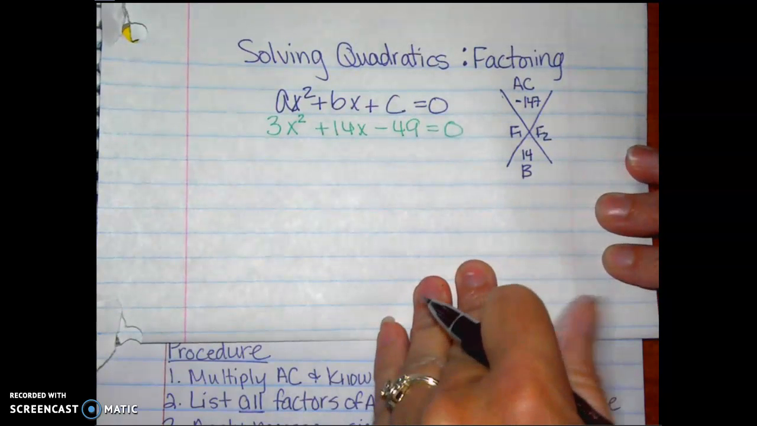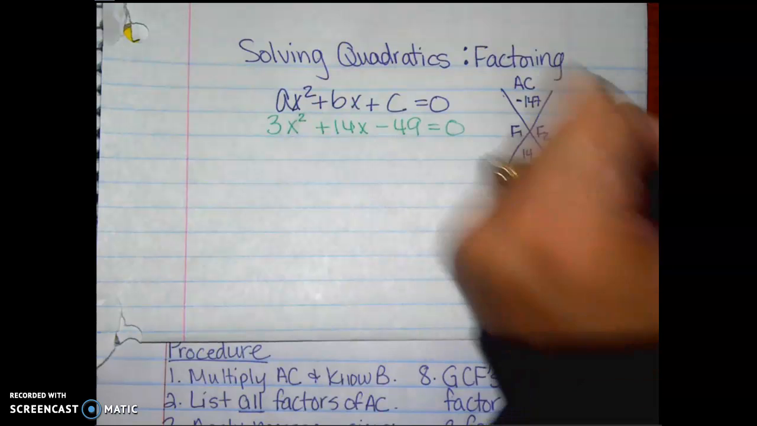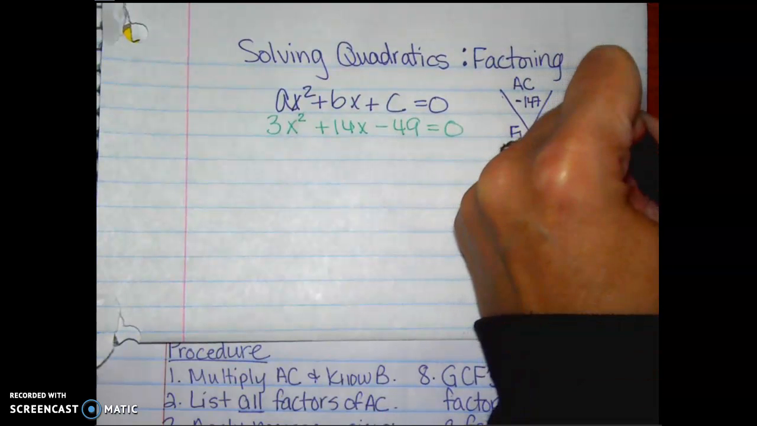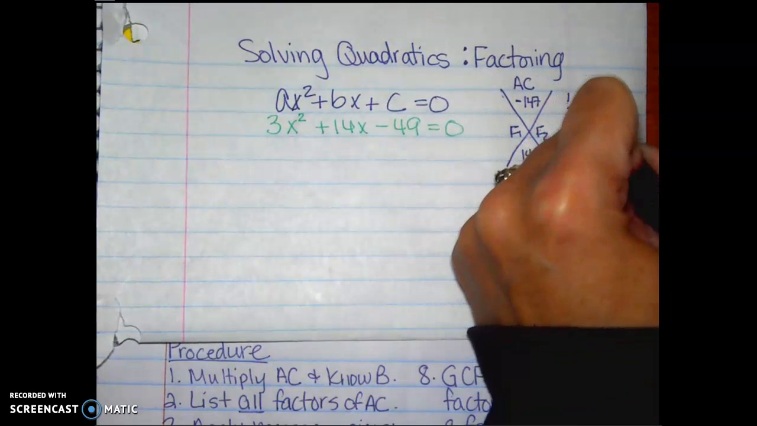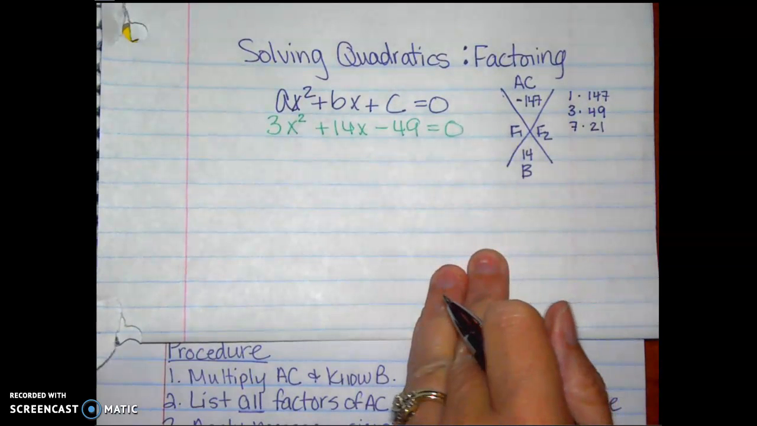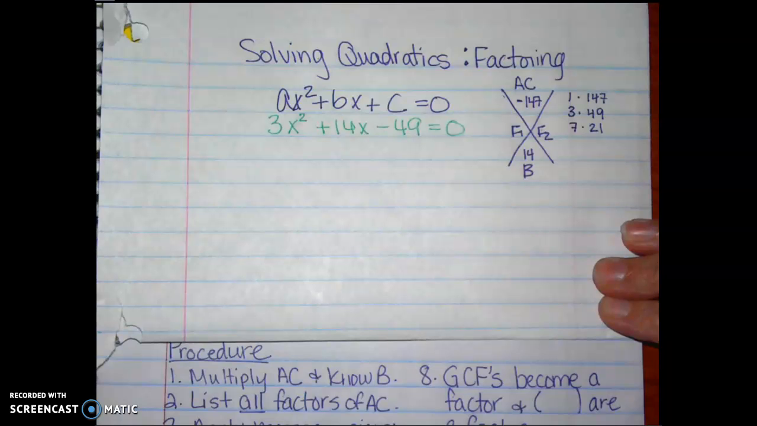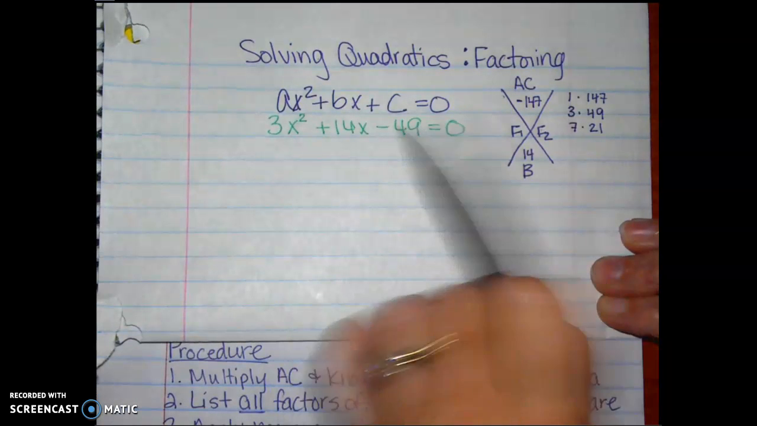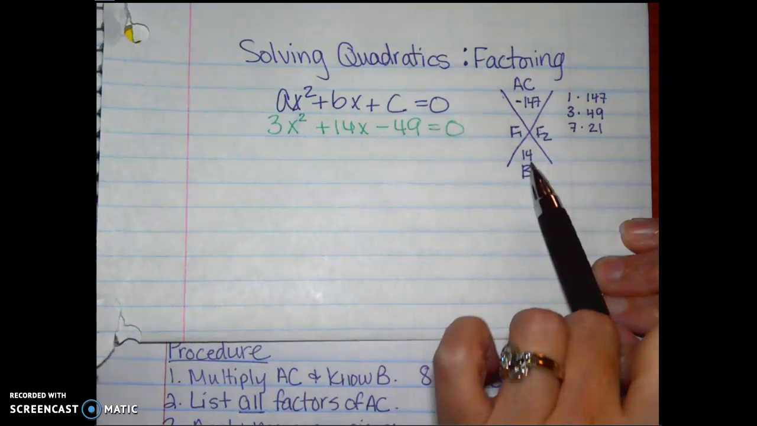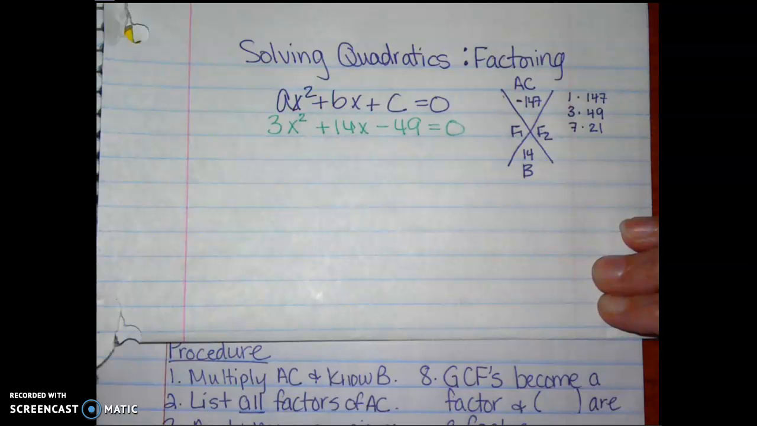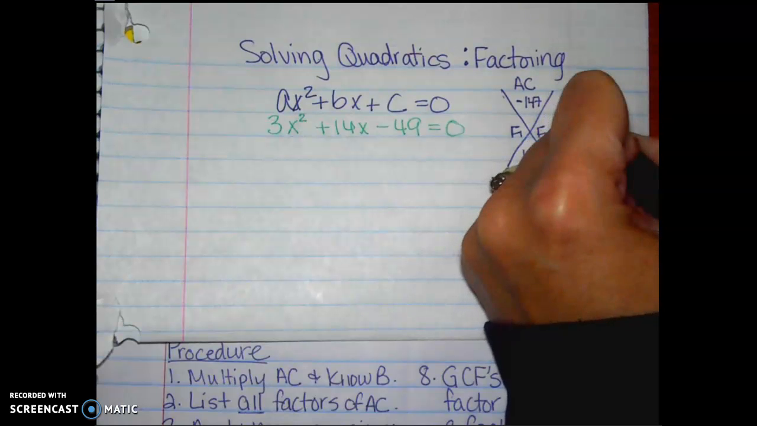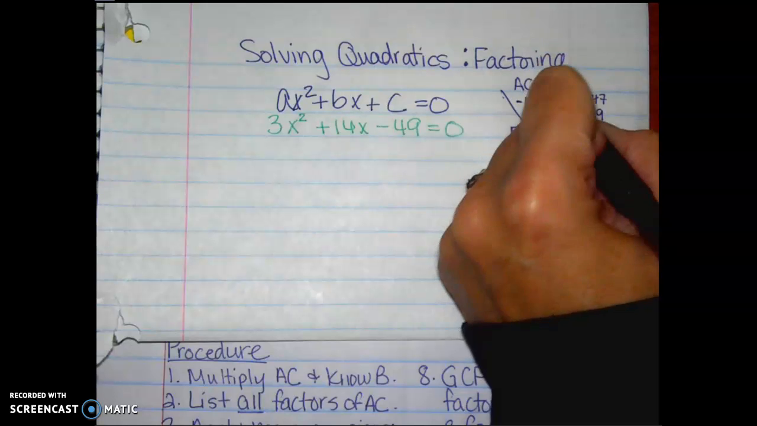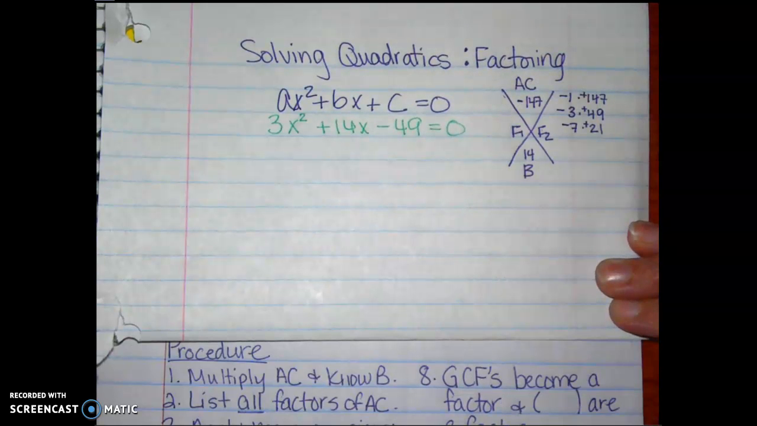So now I want to list my factors of negative 147. So I have 1 and 147, 3 and 49, and 7 and 21. Those are the only factors that give me whole numbers to equal 147. Now I'm going to my signs, because my AC sign is negative and my B term is positive. And if I look back, AC negative and B positive, then my big factor is positive. So my 147, my 49, and my 21 are positive, which makes my little ones negative. So I'm applying my signs.